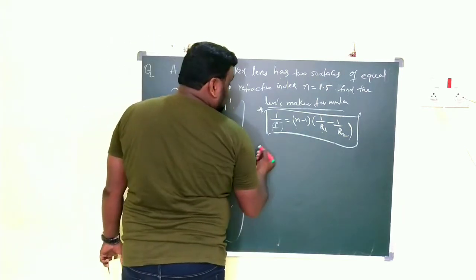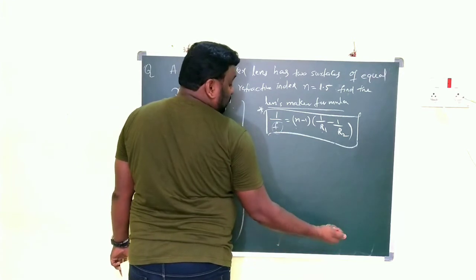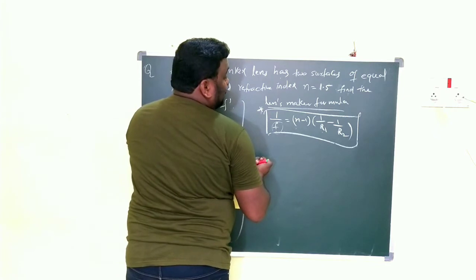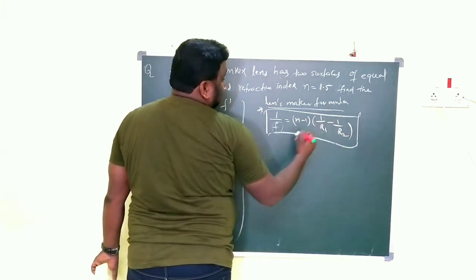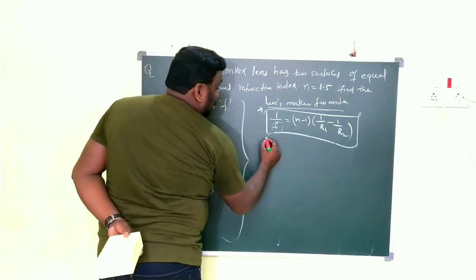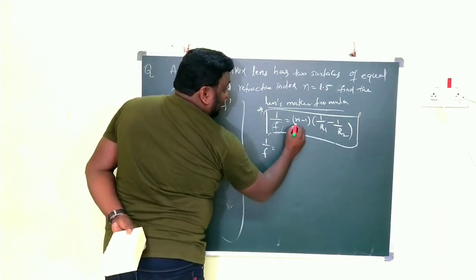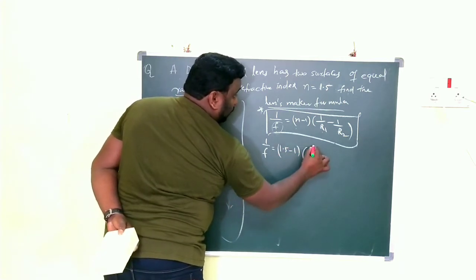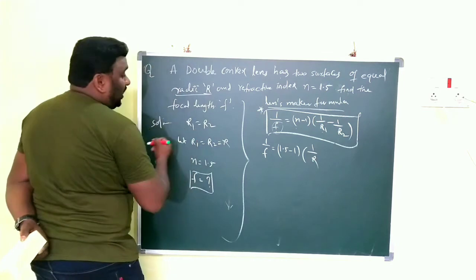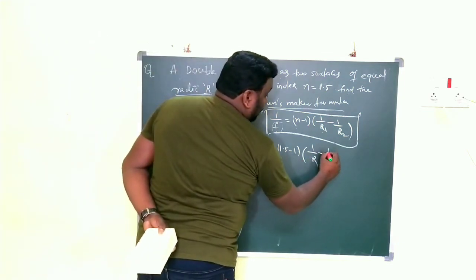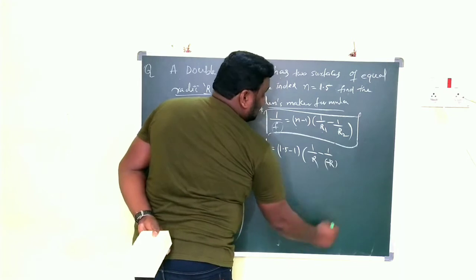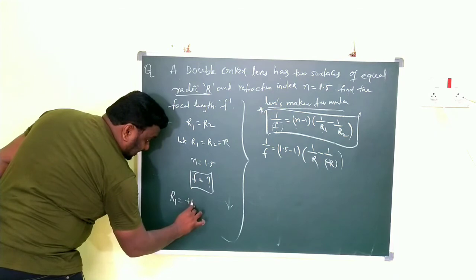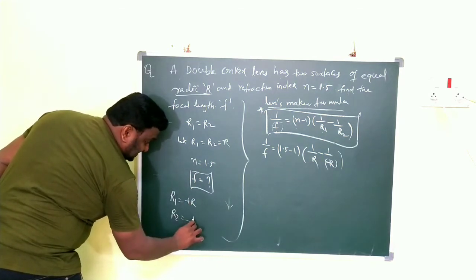Clear children? Now in this case, F is focal length, N is refractive index, R1 is radius of curvature, and R2 is radius of curvature. So substitute all the values. 1 by F is equal to, what is the N value here? 1.5. 1.5 minus 1 into 1 by R1. R1 value is R. And minus 1 by R2. R2 is minus. Clear? So here R1 is equal to plus R and R2 is equal to minus R.